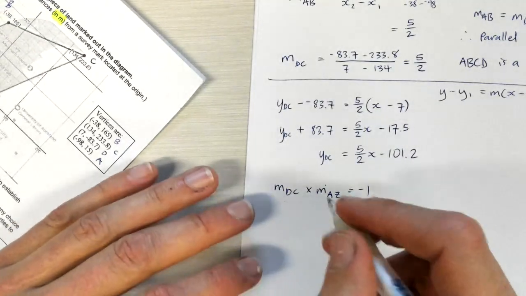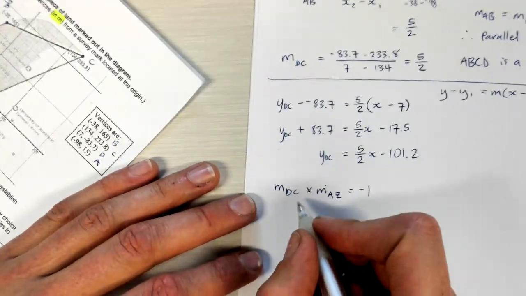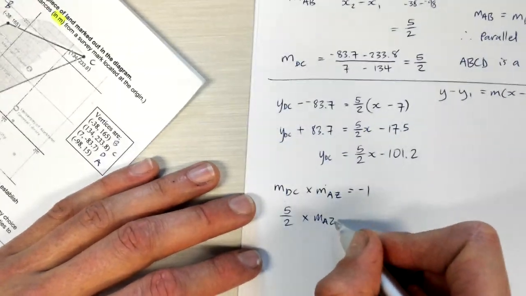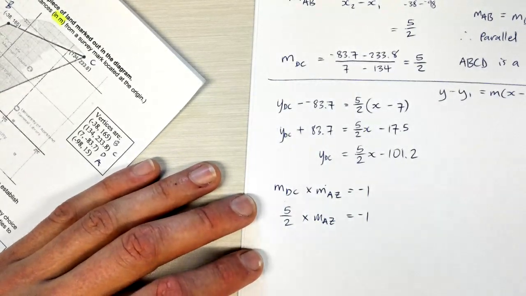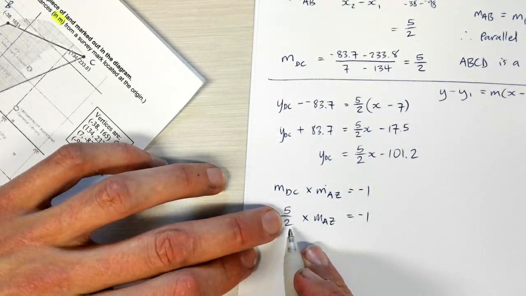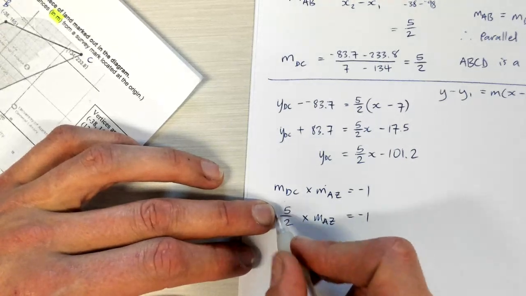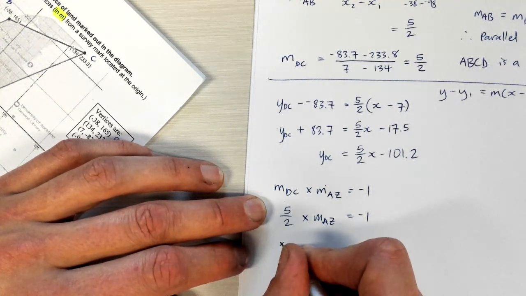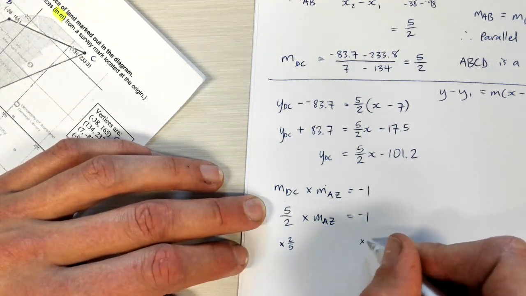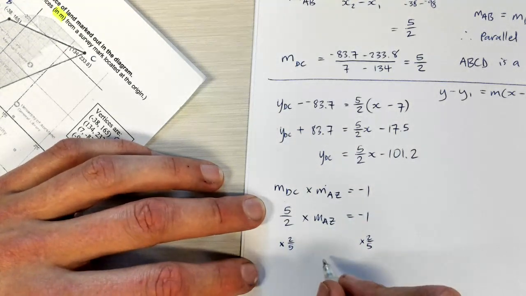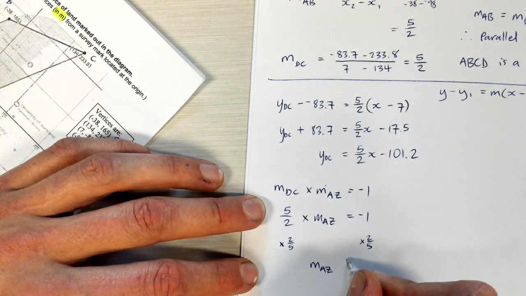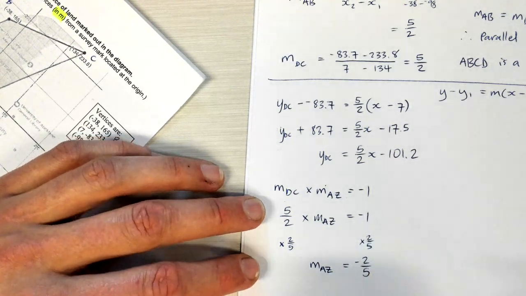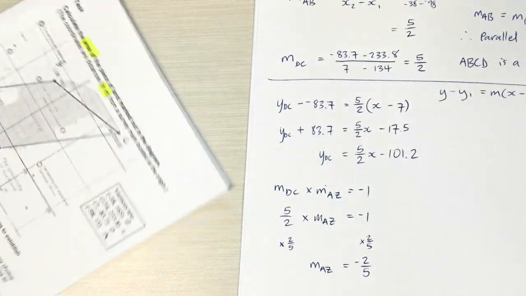So we're going to do a little bit of algebraic rearranging. We know the gradient of DC, it's up here, and it's 5 over 2. So we're going to go 5 over 2 times the gradient of AZ equals negative 1. From there, we can use the reciprocal. The reciprocal is a really cool idea in maths that's helpful for dealing with fractions. If I want to get rid of a fraction, all I do is multiply both sides by the reciprocal, which is just the upside down fraction. So I'll times it by 2 over 5 on this side and times it by 2 over 5 on that side, and that'll move it over. So then we get the gradient of AZ equals, what's negative 1 times 2 over 5? That's just negative 2 over 5. So now we know the gradient of AZ.